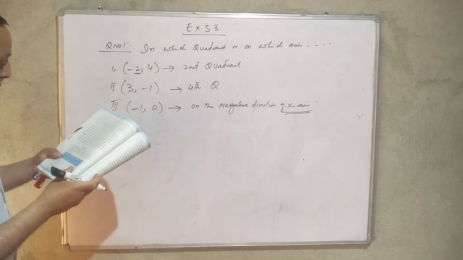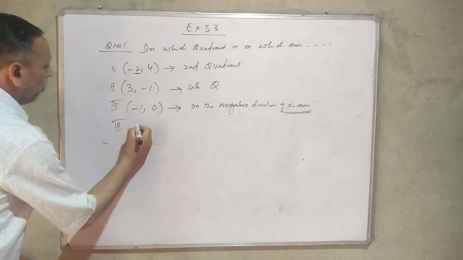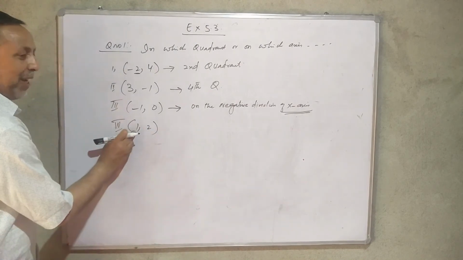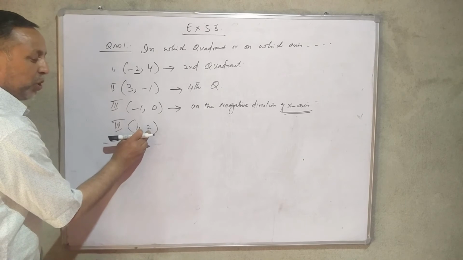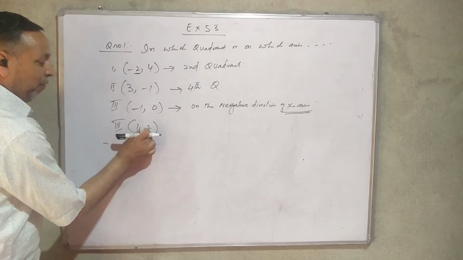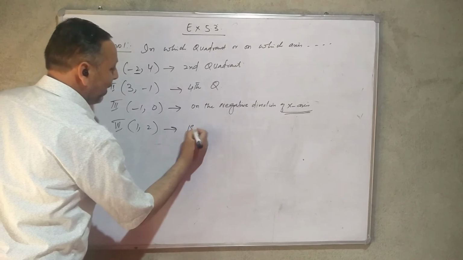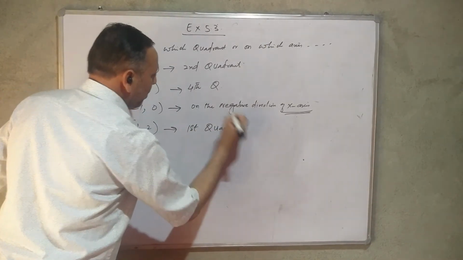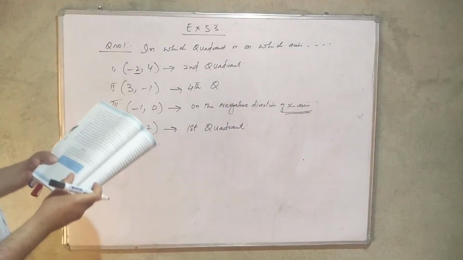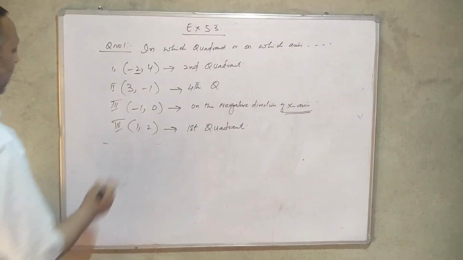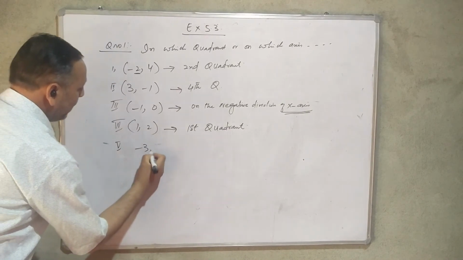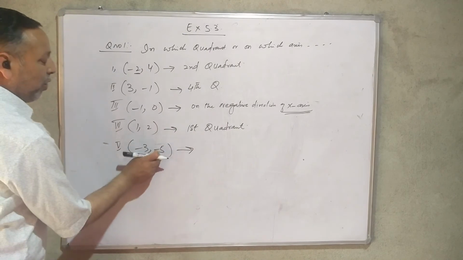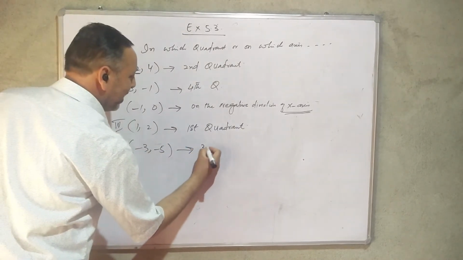Fourth, 1 and 2. Value of x is 1 and value of y is 2. Both the values are positive. Therefore, it will lie in the first quadrant. Then the fifth part, -3, minus 5. Both the values are negative. Value of x is negative and value of y is negative. It will lie in the third quadrant.